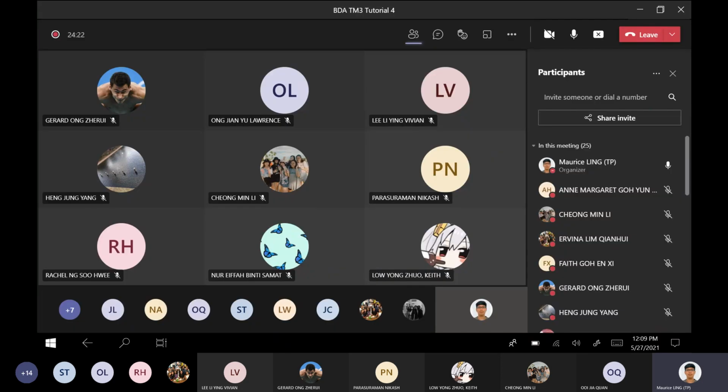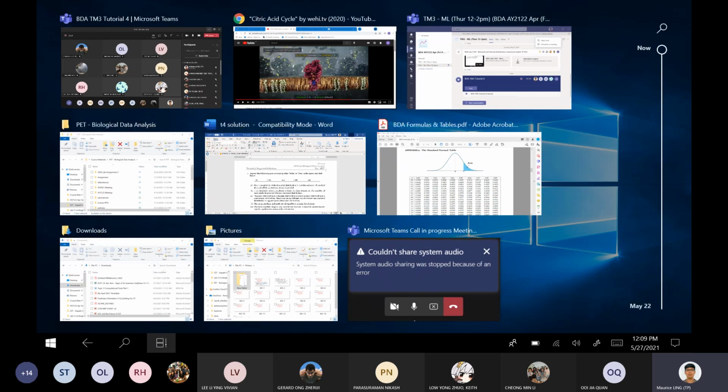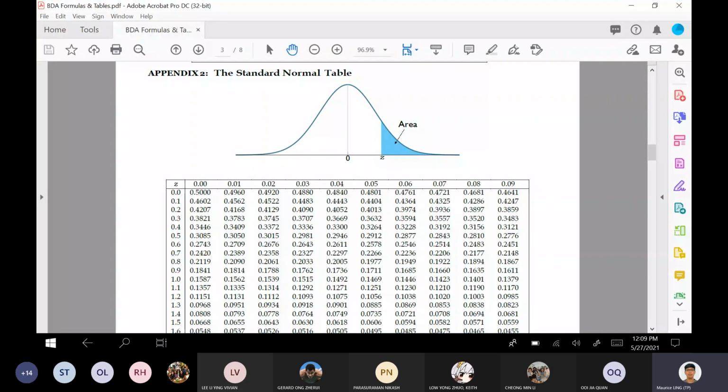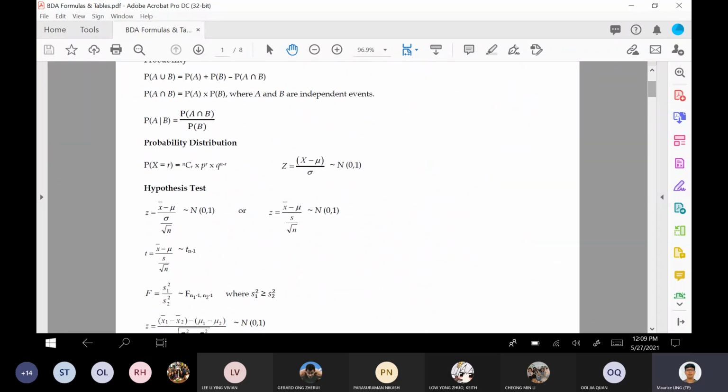Let me see, how do I find it? How do I get to here? Okay, it is also in your formula sheet. In fact, yeah, it's also in the formula sheet here. So you have to know how to use a formula sheet.